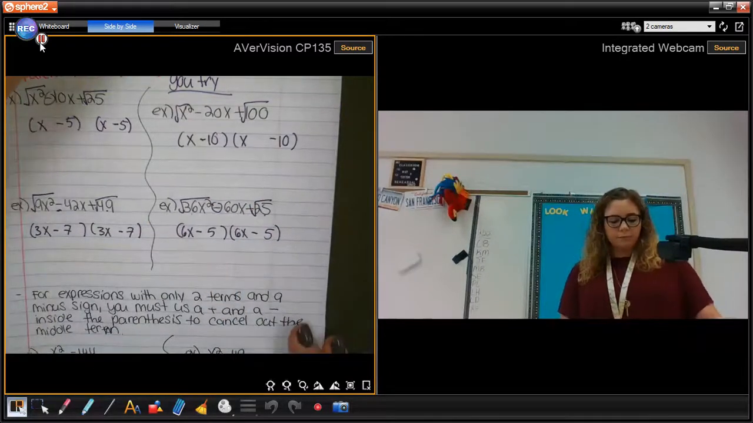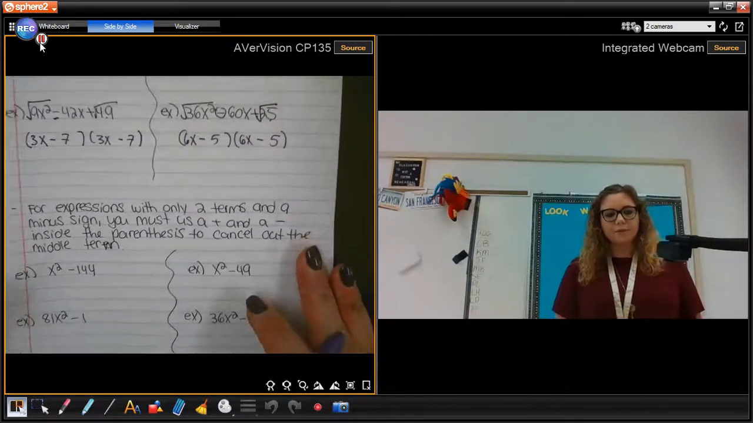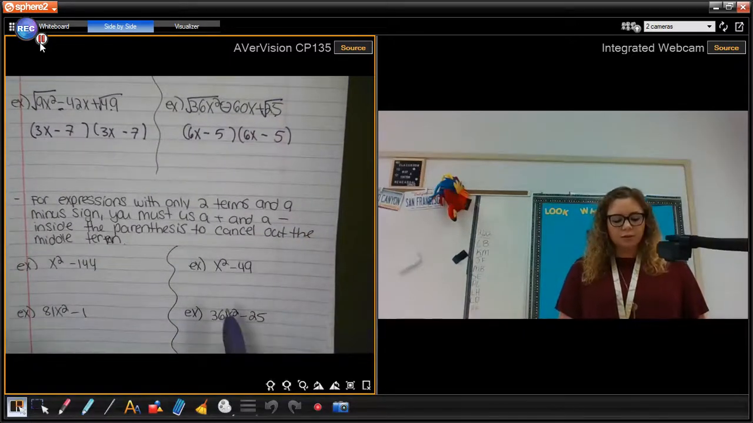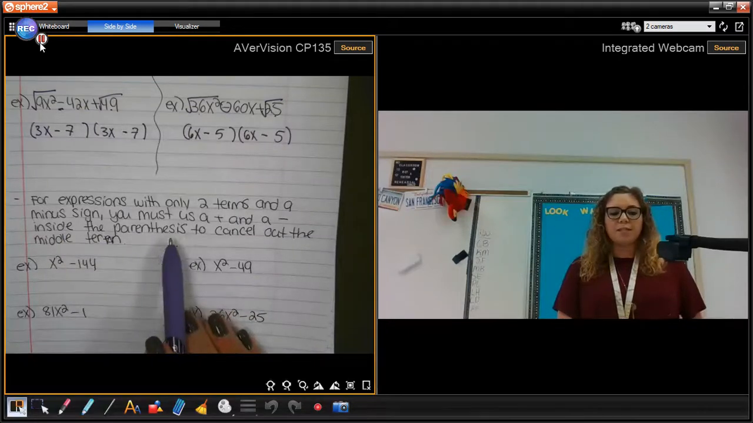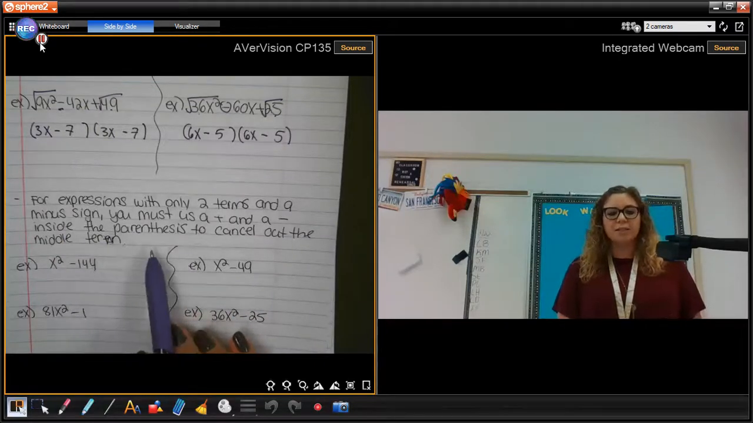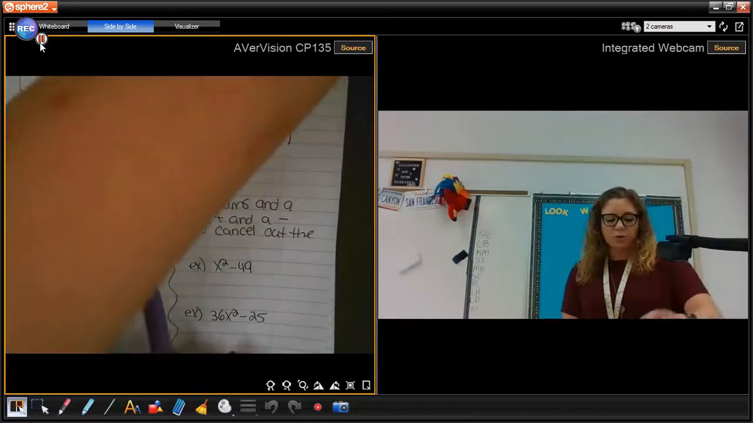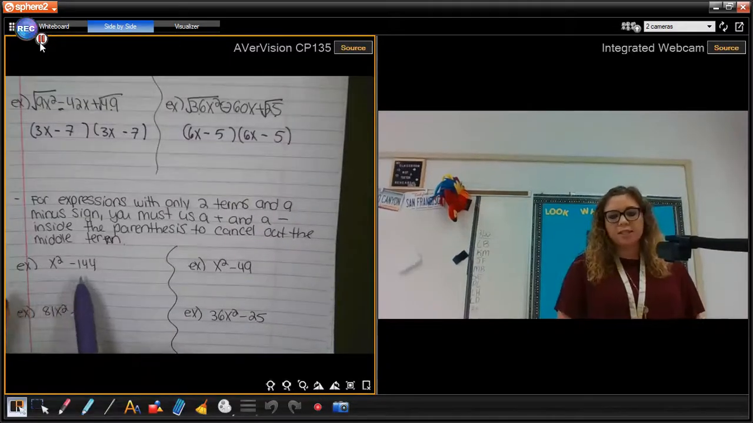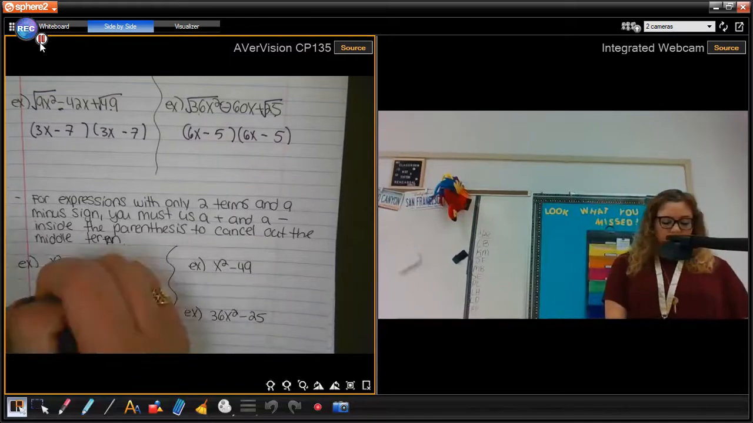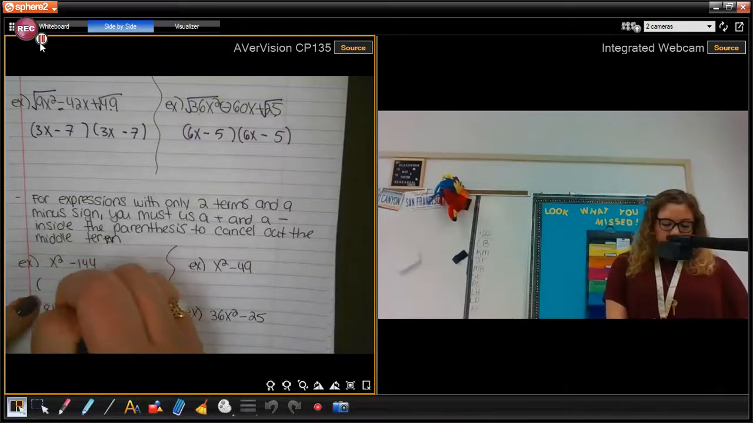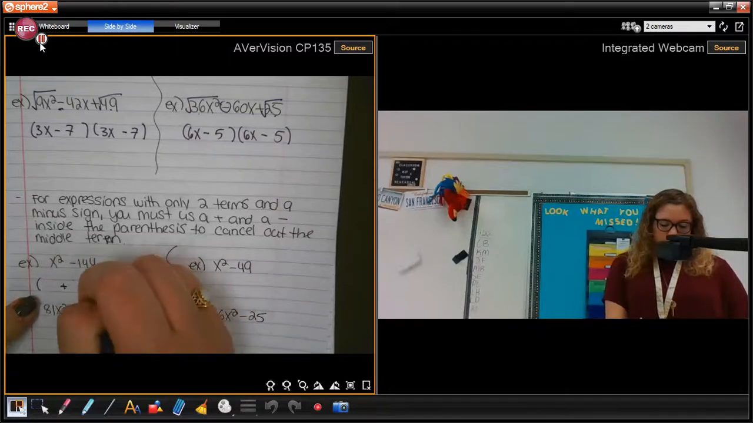So now, third type. For expressions with only 2 terms and a minus sign, you must use a plus and minus inside the parentheses to cancel out the middle term. Anytime you see this, it is called the difference of squares. So you're going to have 1 plus and 1 minus.